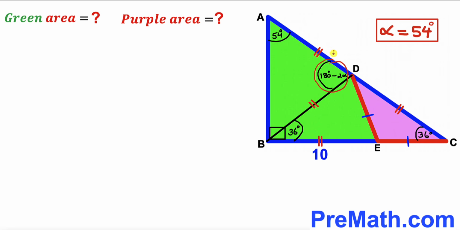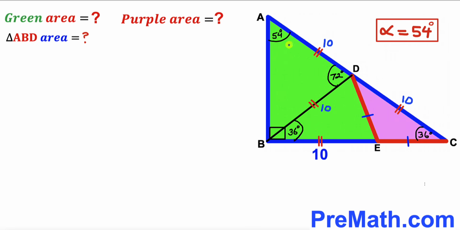We can see this is 180 degrees minus 2 times alpha, and 2 times 54 is going to give us 108 degrees. If we subtract, that is going to give us 72 degrees. So therefore this angle turns out to be 72 degrees. And now we can see this segment BE length is 10 units. So therefore all these three segments are going to be 10 units as well.